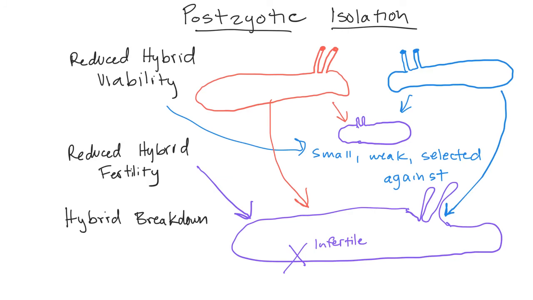Okay, and usually this is because you have different numbers of chromosomes. The red one has six, and the blue one has four. And so they can make an offspring that has five chromosomes, something in between. But those five chromosomes, when they go through meiosis, won't split evenly. So all their eggs will not have enough or have too many chromosomes. Okay?